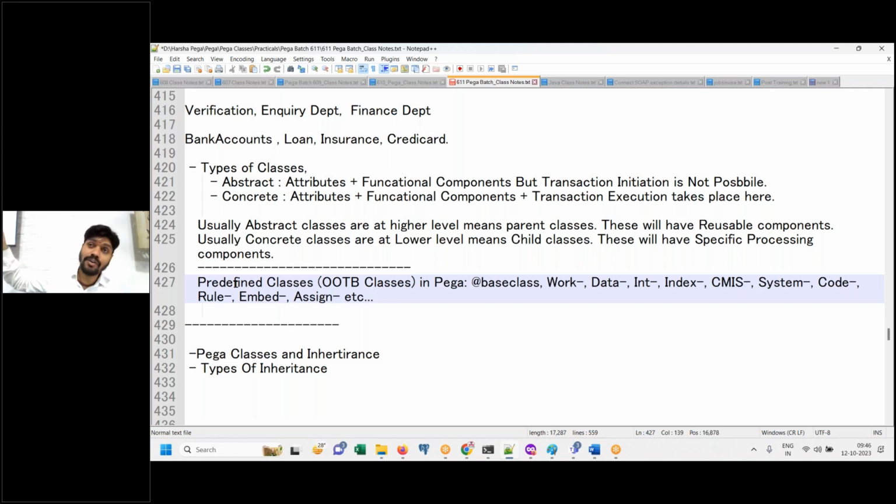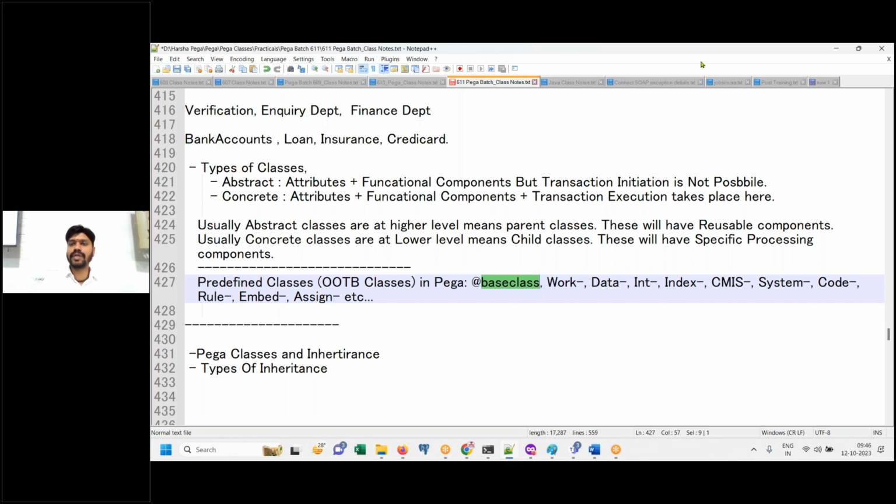These are all before 7, no? Beginning, no? That's why those OOTB classes still have a dash. In exceptional cases, the base class will not have a dash; it has @. Understand clearly? All the OOTB classes at a higher level have a dash. What is the reason? In the older versions, the naming convention of having a dash in the class name made it abstract. That's the reason.